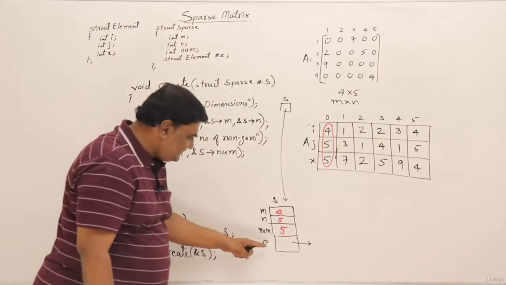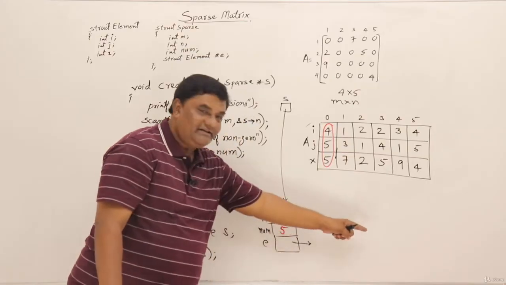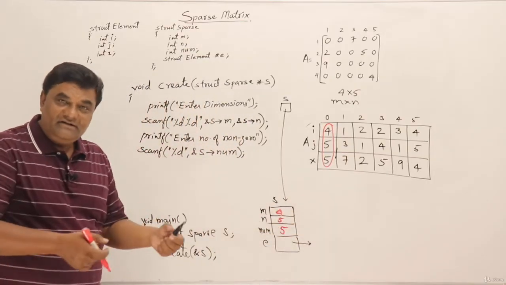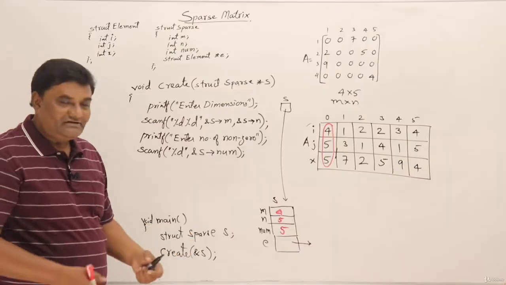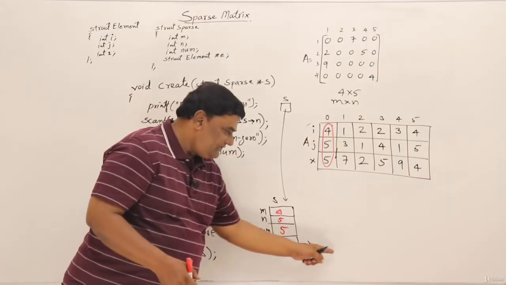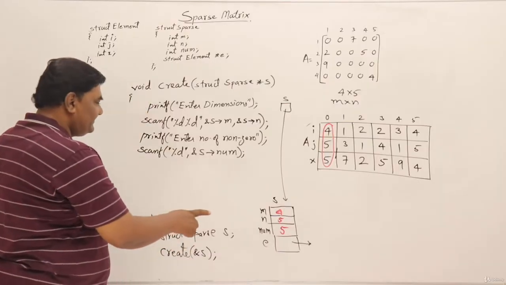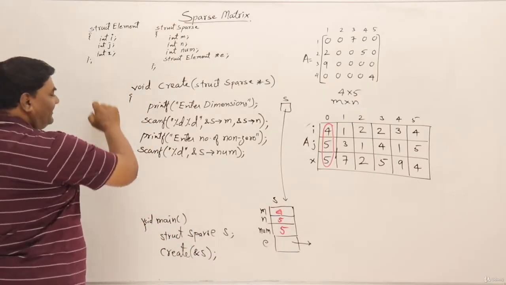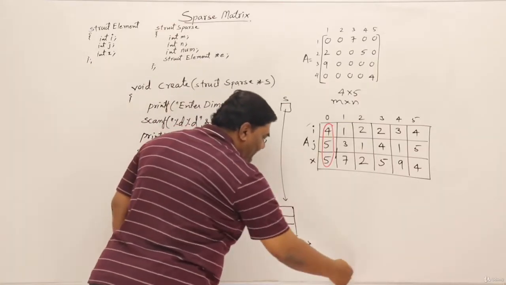Then what should be the size of this array? I have to create this array dynamically. I should have an array of those structures of size 5. So let us create an array of size 5 elements. I have to take the objects of elements and make an array of elements.